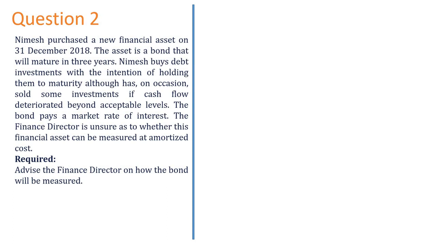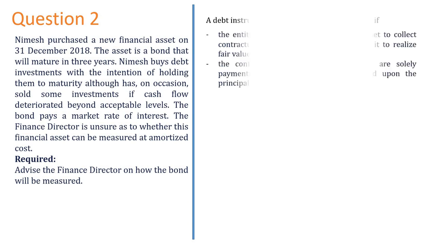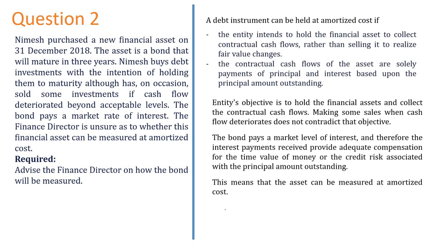Okay, read this and tell what is the answer. How should you classify this? Look at this. Nimesh purchased a new financial asset on 31st December 2018. The asset is a bond that will mature in 3 years. Nimesh buys the debt investment with the intention of holding it to maturity, although on occasion he has sold some investments if cash flows deteriorated beyond the acceptable level.